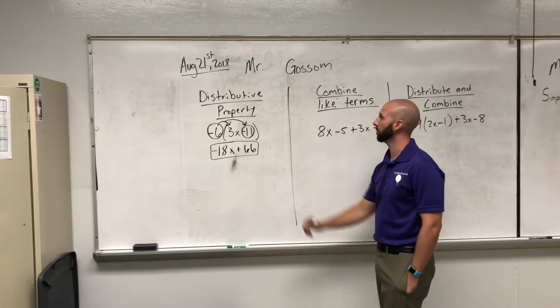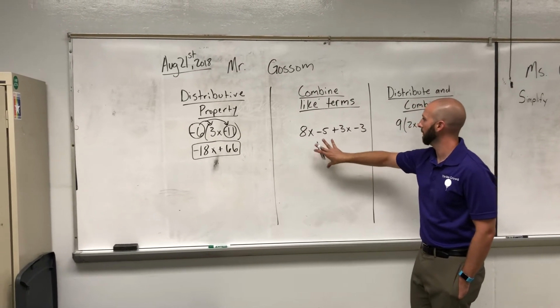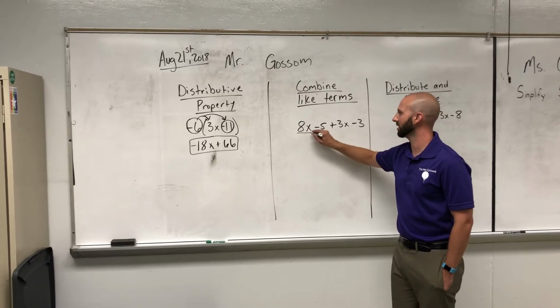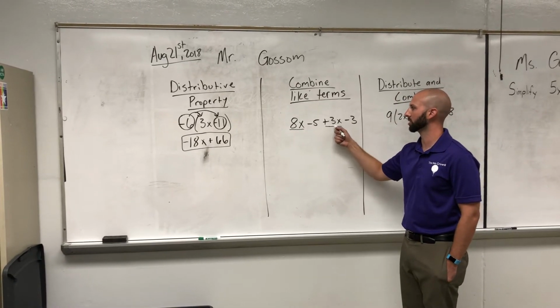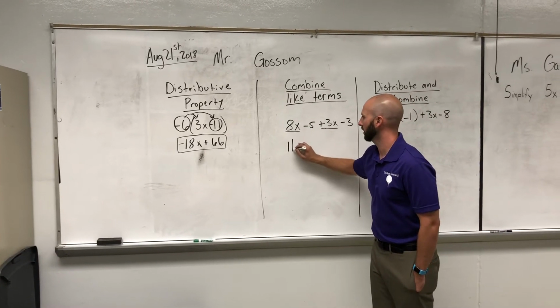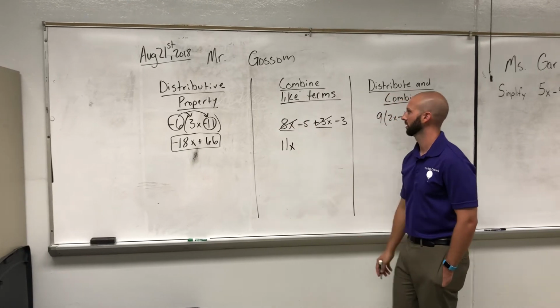So that's distributed property. So now let's move to combining like terms. So if I'm combining like terms, I look at the terms that are alike, which are the x's. So we have 8x and you have plus 3x. So how many x's would that be? It would be 11x. So we are finished with the x's.